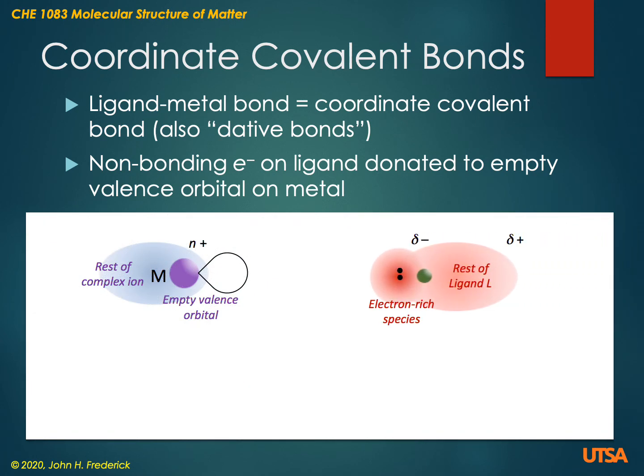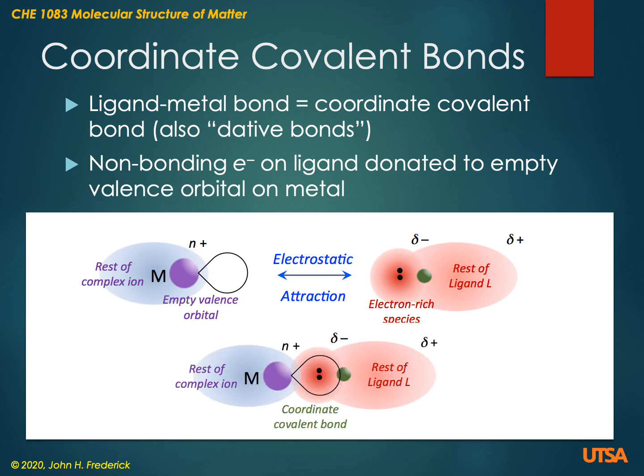So here we have a metal with an empty orbital sitting out, and there may be other parts of the complex ion attached to the metal. And a ligand will come in with its electron-rich center and a non-bonding pair of electrons that it can donate. It is a nucleophile after all. And it comes, and there's an electrostatic attraction between the empty positive center on the metal and the non-bonding electrons with the negative electron-rich center on the ligand.